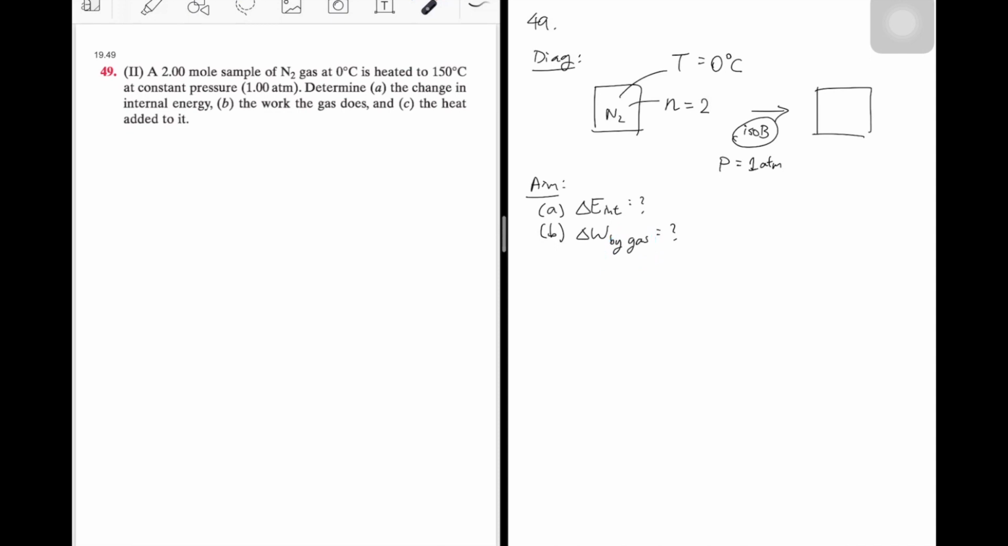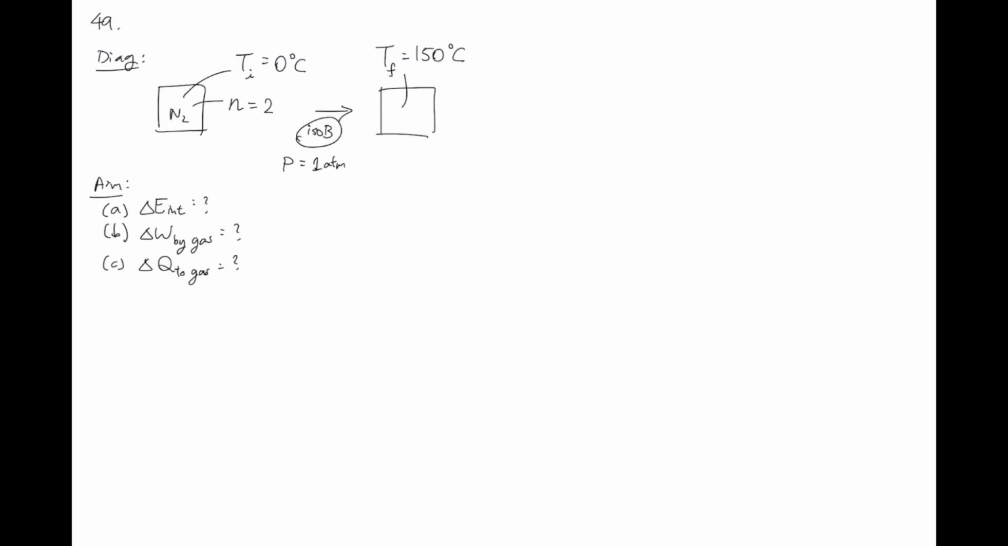Okay, and finally the heat added to it. So C, the amount of heat added to gas, question mark. Okay, sorry, I should have finished this part. It's heated to 150 degrees Celsius. So now I have two variables that I'm repeating, so I should distinguish them by labeling T initial and T final. Alright, so now we have every information we need.